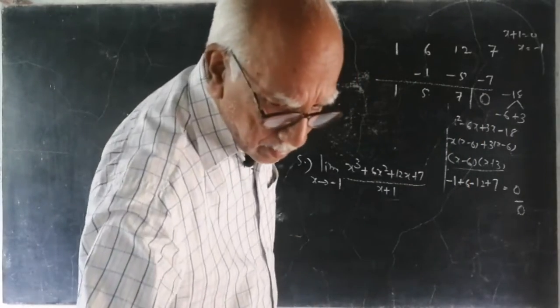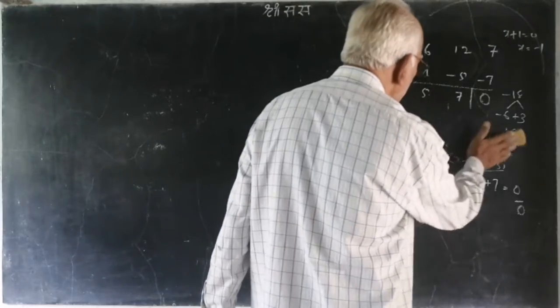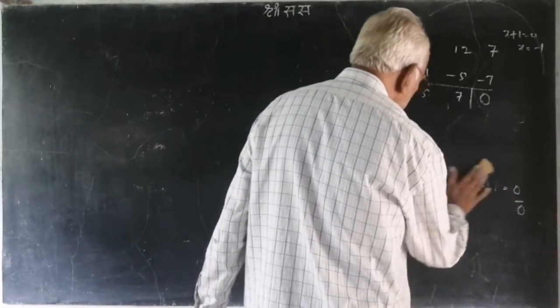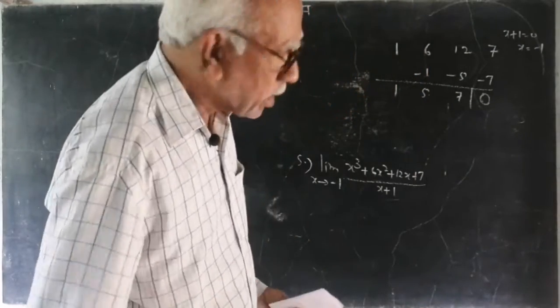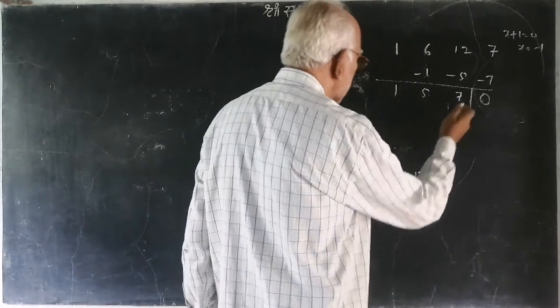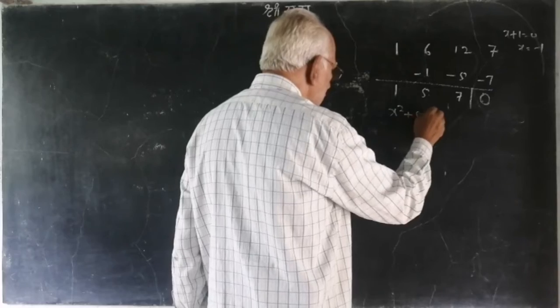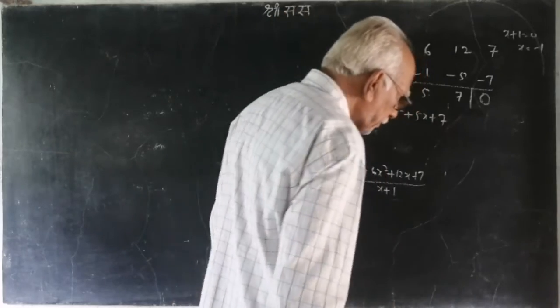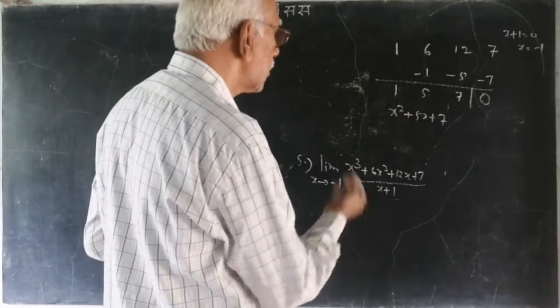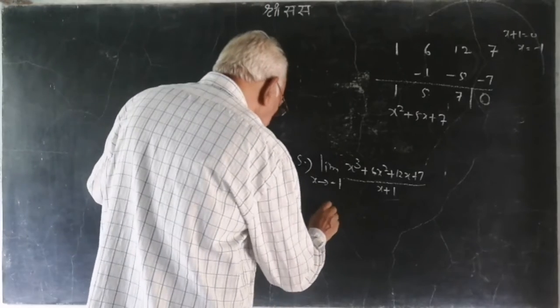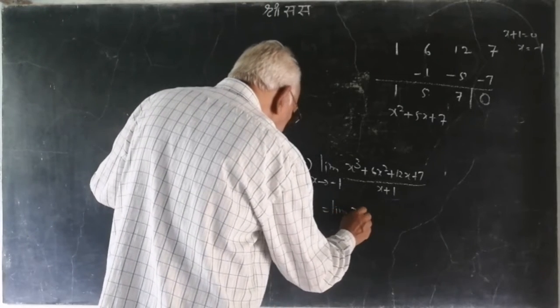So what is that 0? It is the remainder. When we actually divide, the remainder will be 0, and the reduced quotient is x square plus 5x plus 7. Or you can write it in the form of factors also. So in the form of factors, how will we write it?